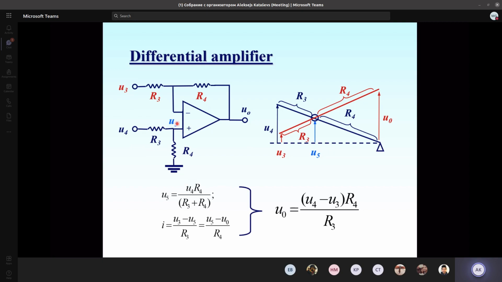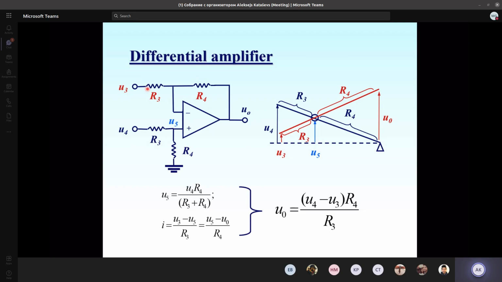From the top circuit, we understand that we have some current flowing either from U3 to U out, or from U out to U3, never mind in which direction it's flowing. But most important is that the current through resistors R3 and R4 will be the same too. I make the notation R3 and R4 on the top as well.